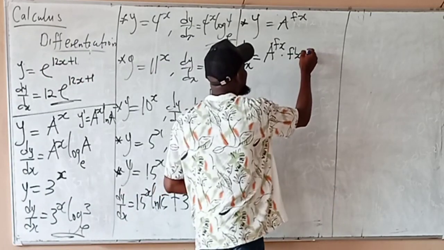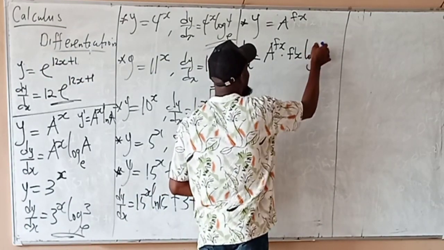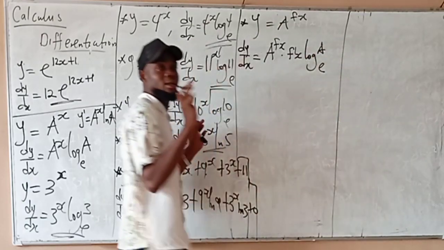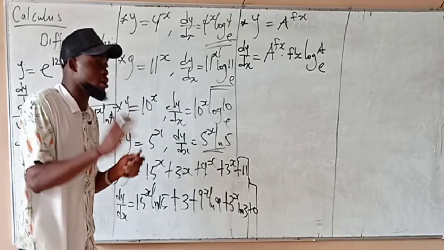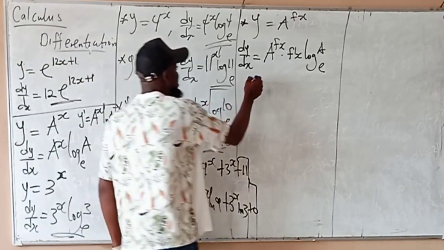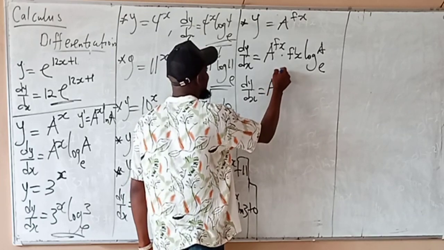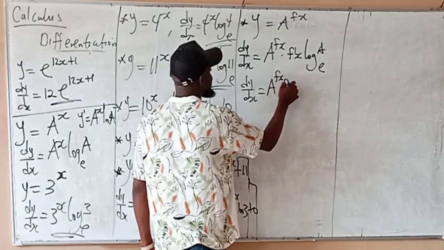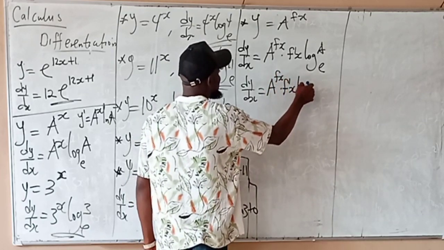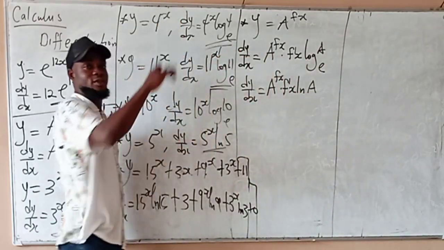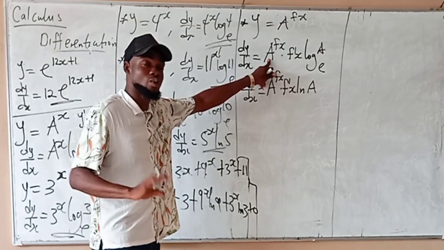Then either log of the function to base e, or you use ln. There's no base in ln, there's an ln of the function, that is all. So you write down that dy over dx will be a raised power the function times f prime of that function times ln of a, that is log of the base e. You don't take the function again, you take log of the base only.